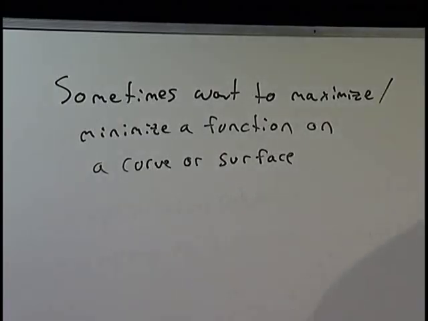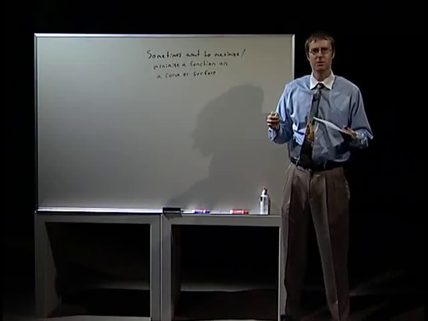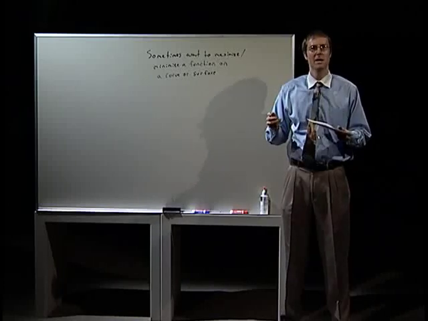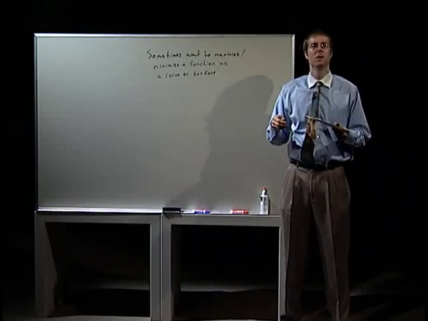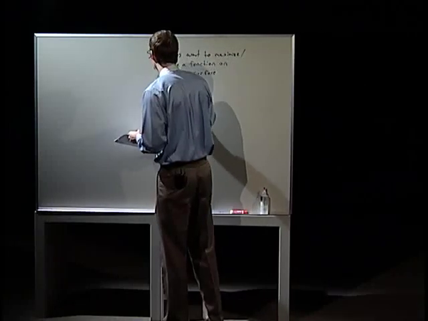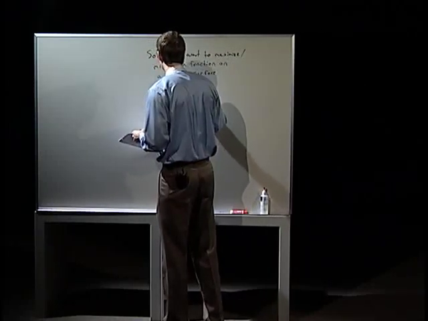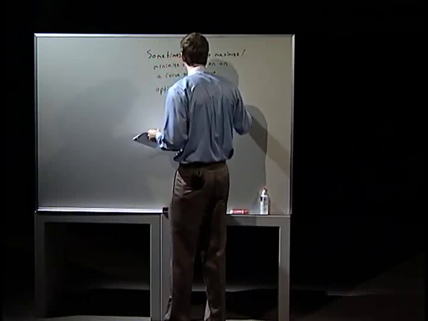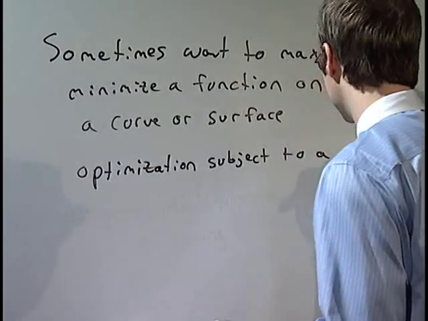So we saw in the last section how to calculate extreme values for various functions. Well, now we're adding the extra constraining factor that I want the maximum of the function to lie on some curve or surface. Okay? So what do we have here? We have optimization subject to a constraint.